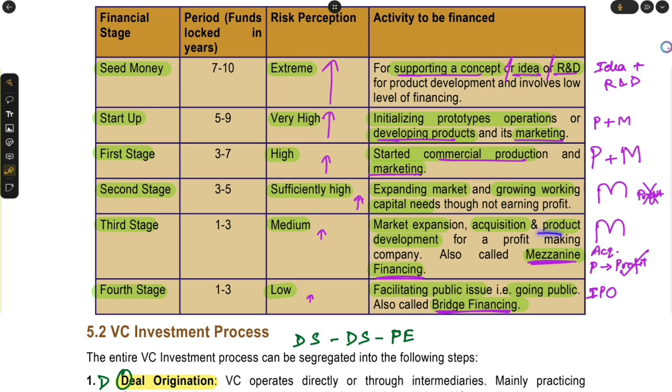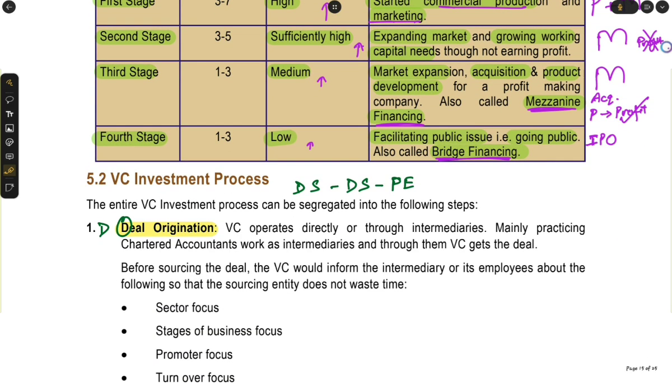In the company, product development is also there, and acquisition is also possible. This is also called mezzanine financing, or bridge financing. You have to remember these terms because they are keywords; if the paper checker sees these words, he will give you marks. Then there is a profit stage in this third stage. Then there is the IPO stage, the fourth stage, which is the last one.